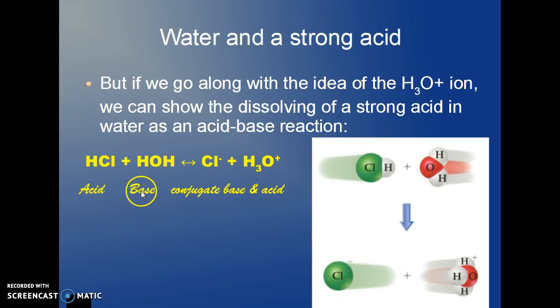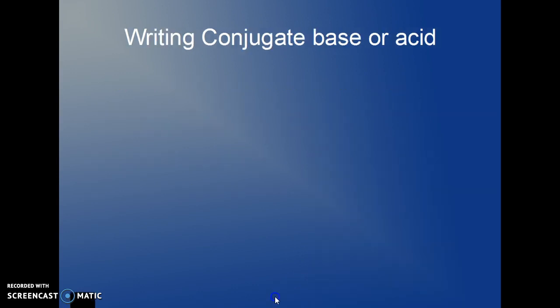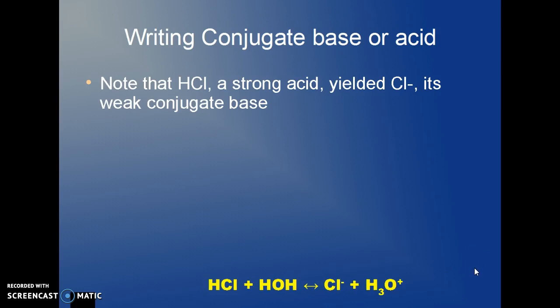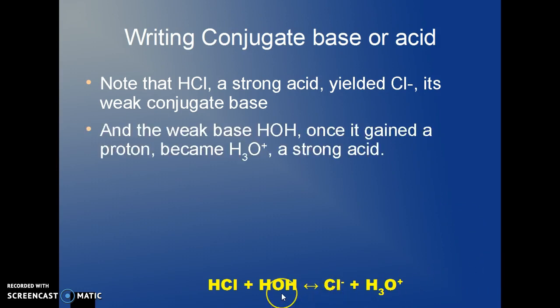So you have the acid and the base, and here the conjugate base, which could accept a hydrogen ion, say, from sulfuric acid somewhere, and the acid H3O+. How do you write conjugate bases or acids? Well, note that hydrochloric acid, a strong acid, yields chloride, which is a weak conjugate base. And the weak base, hydrogen hydroxide, once it gained a proton, became H3O+, a strong acid.